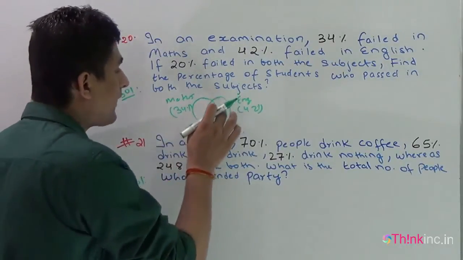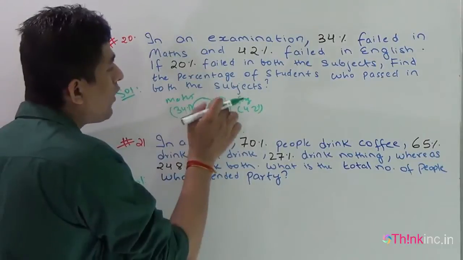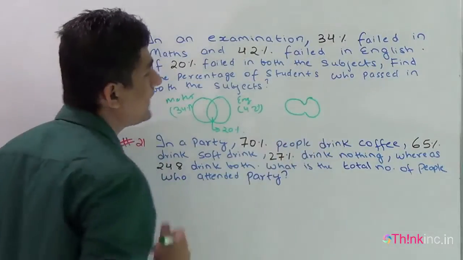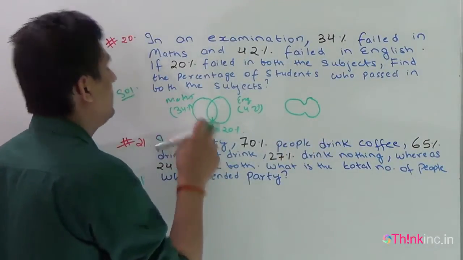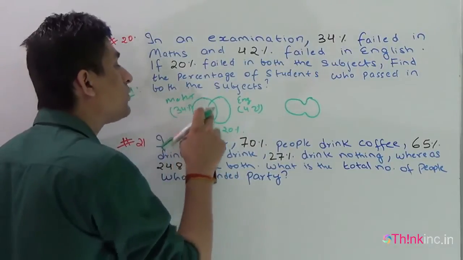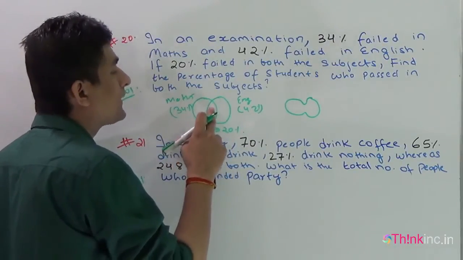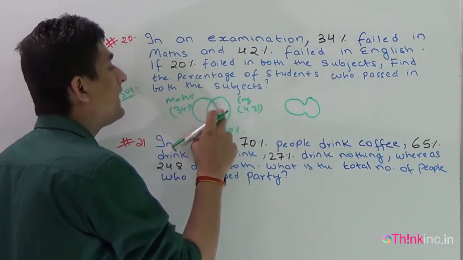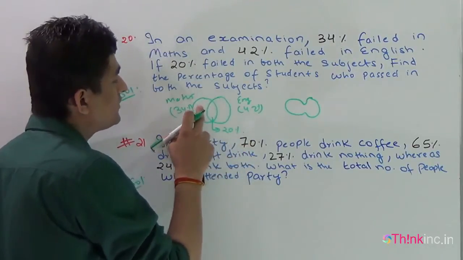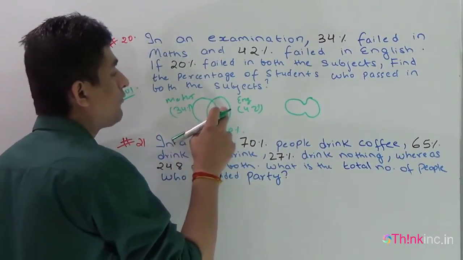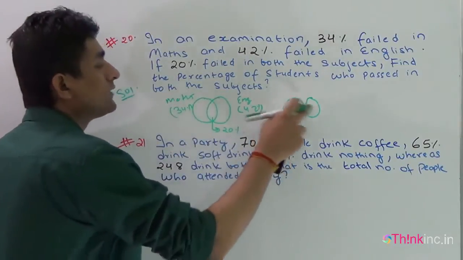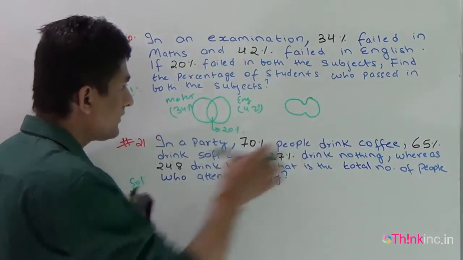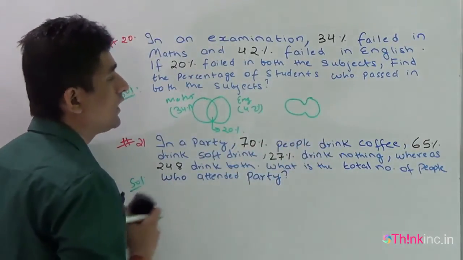If I ask what this region will represent, it represents one section of students who failed in maths only, one section of students who failed in both the subjects, maths and English, and one section of students who failed in English only. So these are the regions of those who failed in maths, who failed in both, and who failed in English. Combined, this region tells me the students who failed in any of the subjects, either in one or in both.